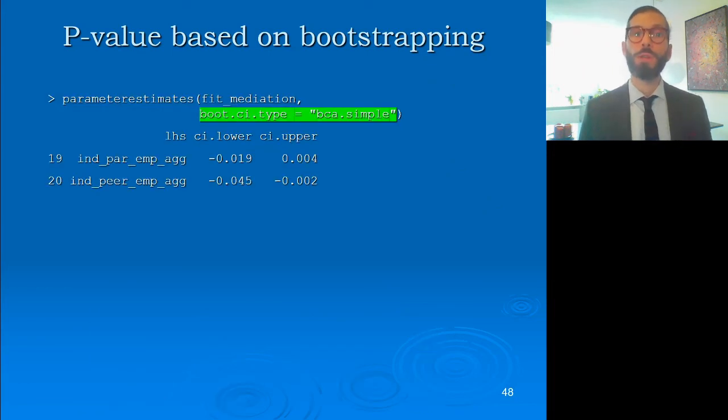To get the bootstrapped confidence intervals, you need to use the function parameter estimates. You can call it on your fit model, and then you can ask for boot.ci.type equals bca.simple, and this gives you the simple bootstrapped confidence intervals. So here you see the bootstrapped confidence intervals for two of my indirect effects. We see that the lower bound of the confidence interval for the first indirect effect is negative 0.02, and the upper bound is positive 0.004. This confidence interval includes zero, so this indirect effect is not significant. For the second indirect effect, the lower bound is negative 0.045, and the upper bound is negative 0.002. That confidence interval excludes zero, so this indirect effect is significant.